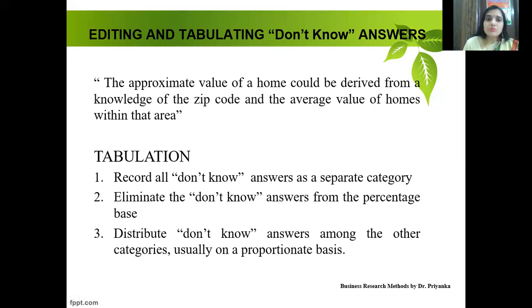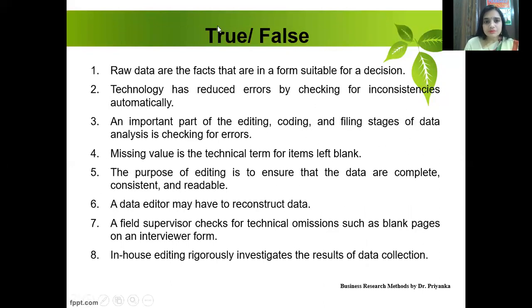Or you can do one more thing, that is to be done by the field editor: at the end, after the filling of the questionnaire, you can decide what kind of don't know it was, and you can fill the answer accordingly. That can also be done. That's it. That's all about editing. Now let us discuss some true false.